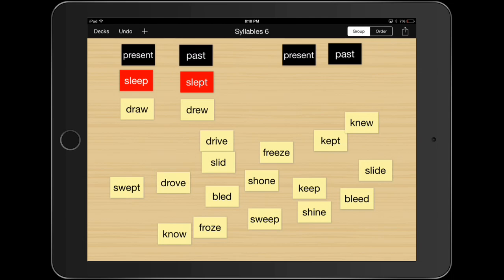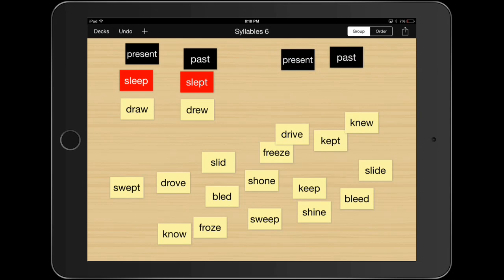So go ahead and continue sorting these words into the 2 columns, present and past, either over here or over here. And tomorrow we will talk about what you noticed.